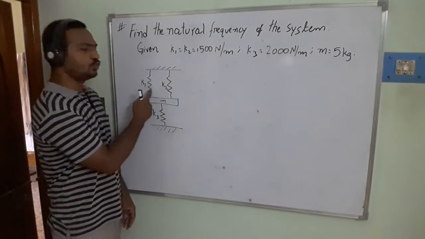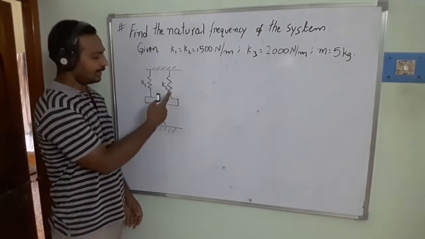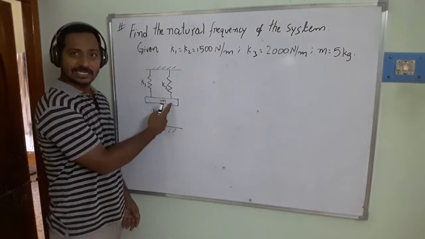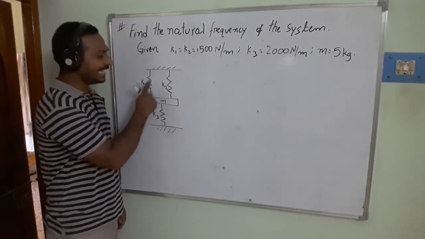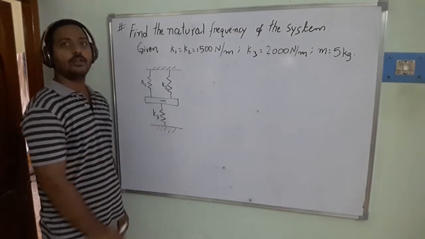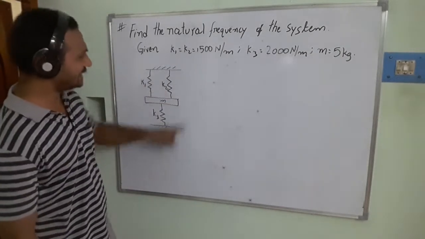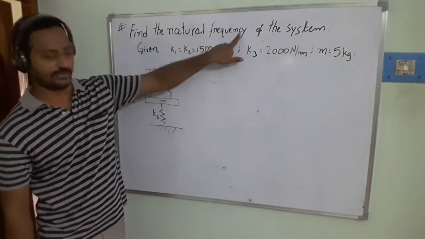There we can see two springs connected in parallel, and they are connected to the mass at one end, and the third spring is attached over here. So this is the arrangement of the figure. We need to calculate the natural frequency of this system.